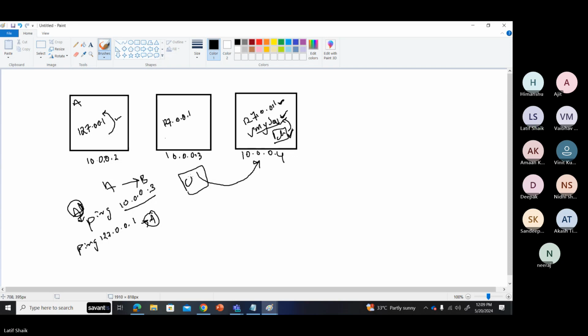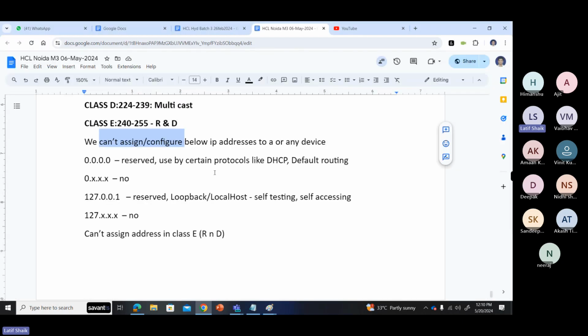you have to use the client, so 127 will not work. You use 10.0.0.4. So within the system, for self-testing and self-access purposes, we use 127.0.0.1. Self-testing, self-accessing, use the localhost address, the reserved IP address 127.0.0.1. And the entire 127 series we cannot use, because all of the 127 series is reserved.